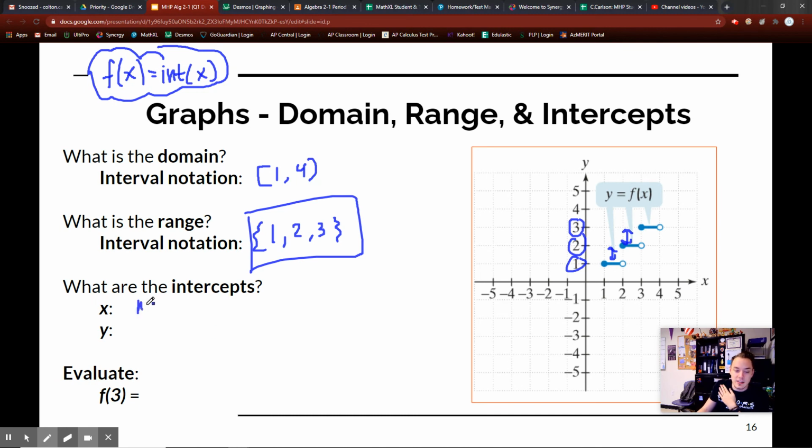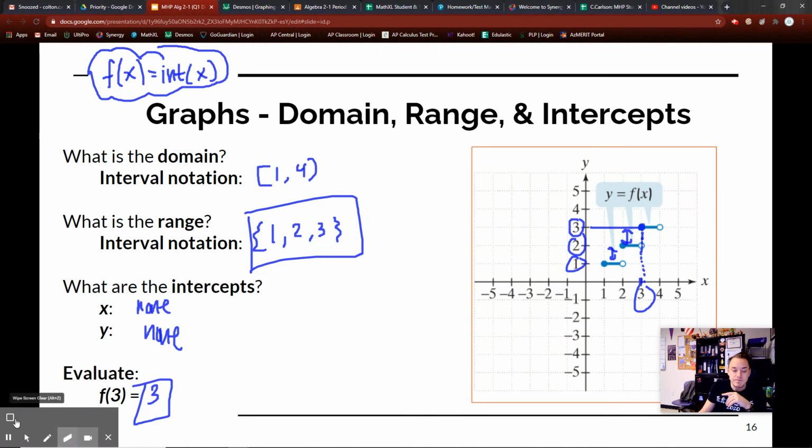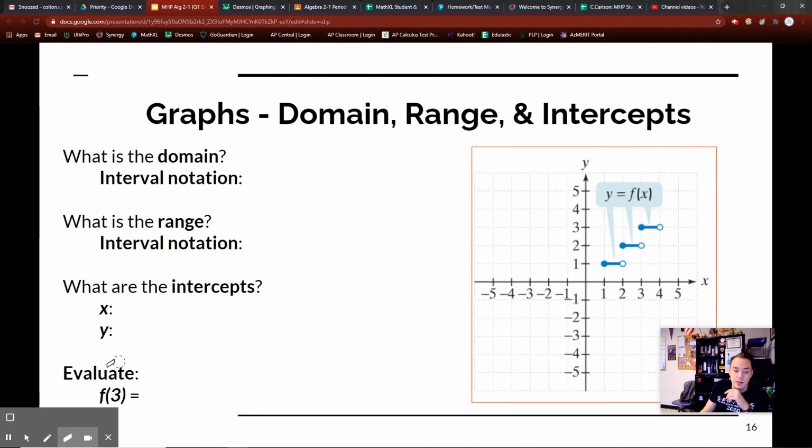Is there any x-intercepts? No. Is there any y-intercepts? Obviously not. And then f of 3, where does f of 3 actually equal? It doesn't equal here because that's open. It doesn't hit a graph until you get to 3, so it's actually 3 here. So that one's a little funky. I get that. Let's erase. Move on to the next one.